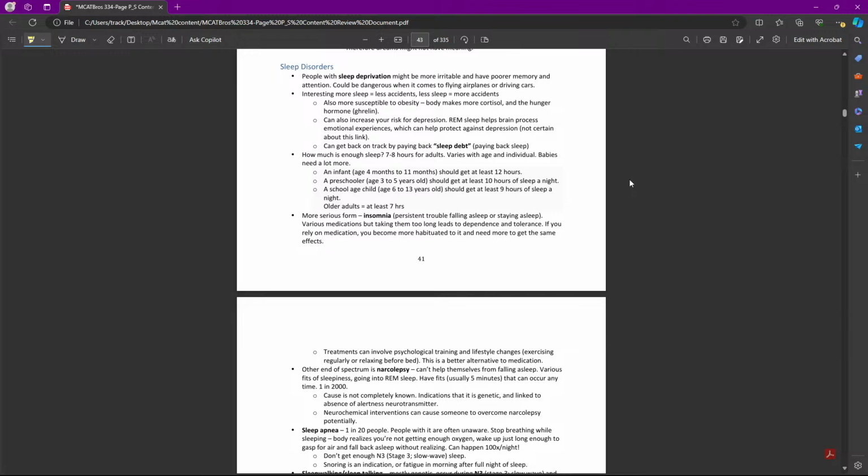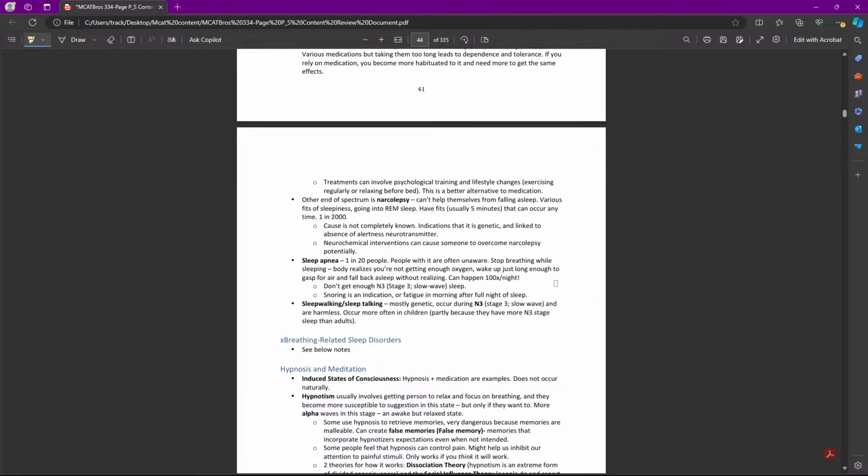On the other end of the spectrum is narcolepsy, where people can't help themselves and fall asleep randomly at different times of the day, going directly into REM sleep. They have fits, usually 5 minutes, that can occur any time, about 1 in 2,000 people. The cause is not completely known, but there are indications that it's genetic and linked to an absence of an alertness neurotransmitter. Neurochemical intervention could potentially help someone overcome narcolepsy.